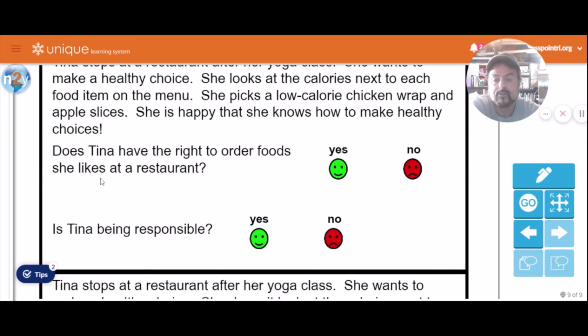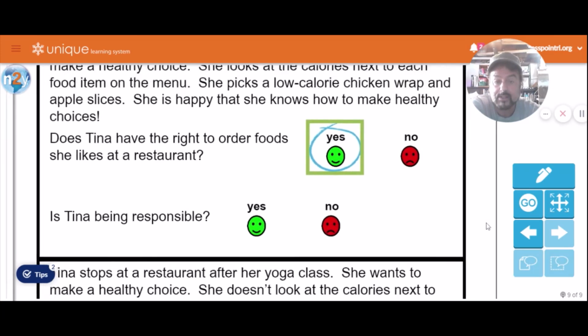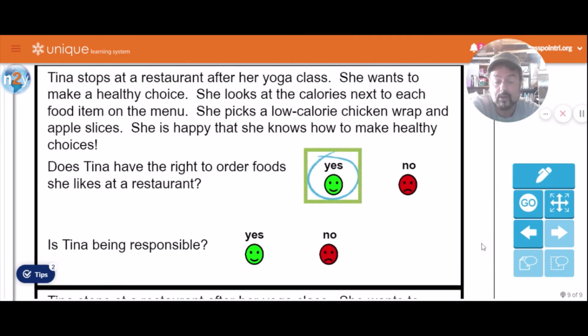Does Tina have the right to order food she likes at a restaurant? Yes. Of course. Just like before, she does. Is Tina being responsible? Well, she probably goes to yoga class to stay in shape. She wants to make a healthy choice. So she looks at the calories next to each food item on the menu. The calories basically tell you how fattening something is, and it kind of gives you an idea how much you have to work out after you eat it.